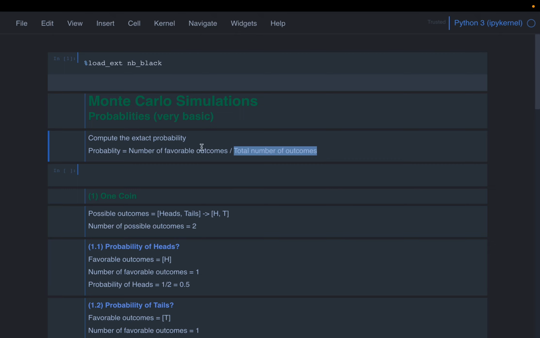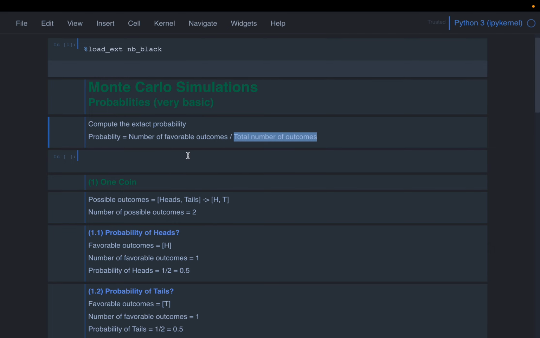Don't worry too much about that definition, but this is the exact probability. So we work with very simple problems so that we know the exact value of the numerator and the exact value of the denominator. In the later part of the videos, when we use Monte Carlo simulations, we will not know. It is hard to know how many total outcomes there will be and how many favorable outcomes there will be. So that's why we do the simulations, and we compute the probability using the simulations.